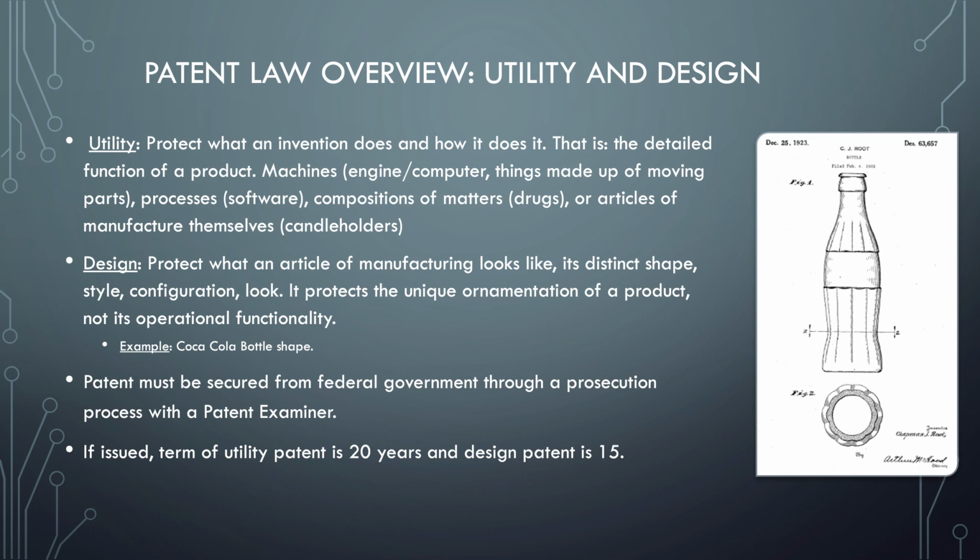And these are the two camps that you as a lawyer or for your clients can go and get a patent. They can be utility or design. And a utility patent, in distinction to what we're talking about today, which will be design patents, of course, a utility patent protects what an invention does and how it does it. And so that is the detailed function of a product.